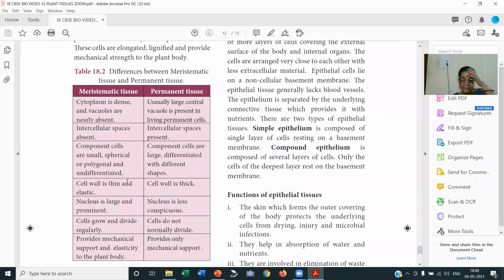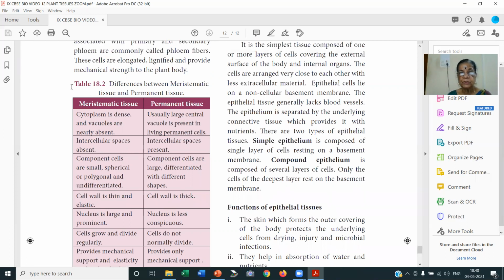And then meristematic and permanent tissue. You can just go through this. I hope you understand. So this is our video number 12, where we are talking about another textbook content of plant tissues. Go through the lesson. QB will be given, and with that we will understand, and whatever you know, you have to follow it up.